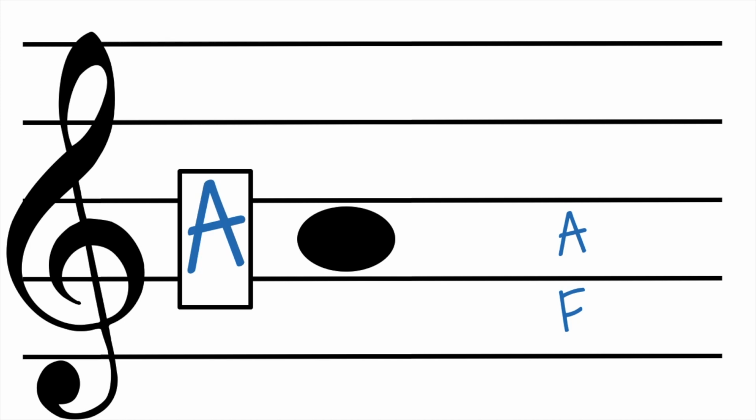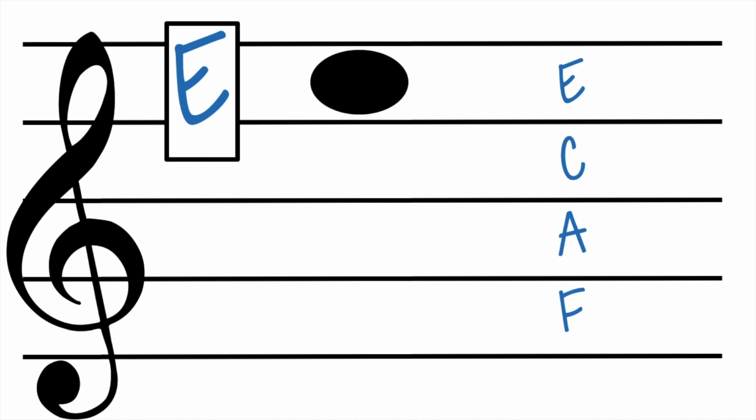Try and figure out what note we have here. It is a space note, so we spell out the word face. F-A. That note is A. Try and figure out this one. This is a space note, so we spell out the word F-A-C-E. This note is E. So to practice these, I have a couple of things for you to do.